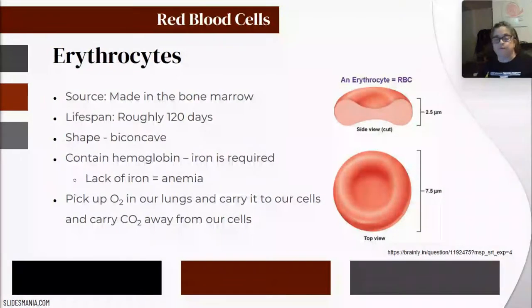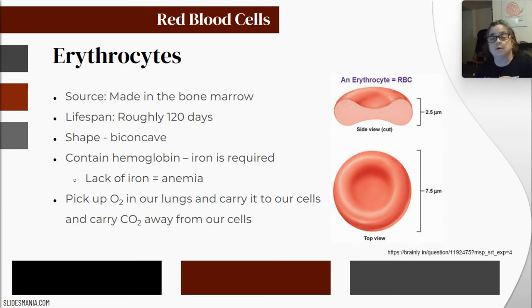So, first off, looking at red blood cells, also called erythrocytes. These are made in the bone marrow. Most of the blood cells are. Red blood cells generally last for roughly 4 months, 120 days. And we are constantly making new ones. So as they go through their life cycle, which we'll talk about in a second, they are constantly being replaced.